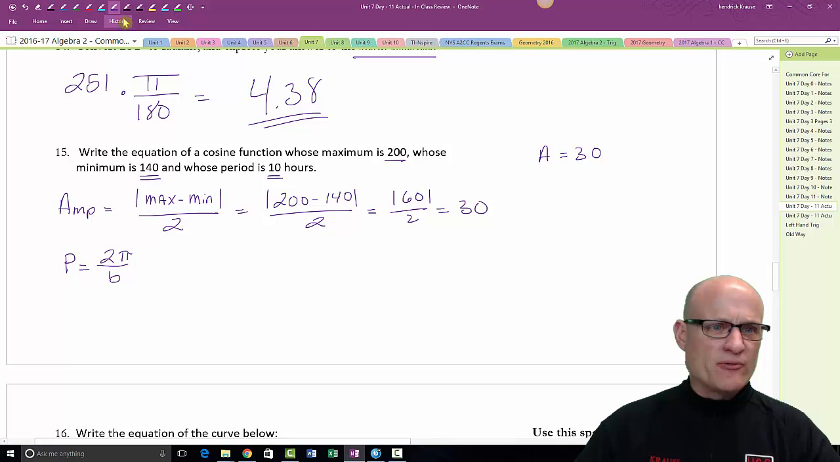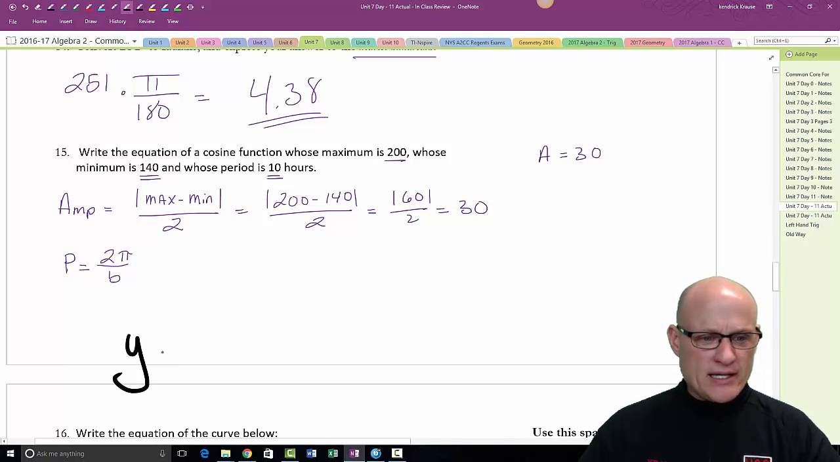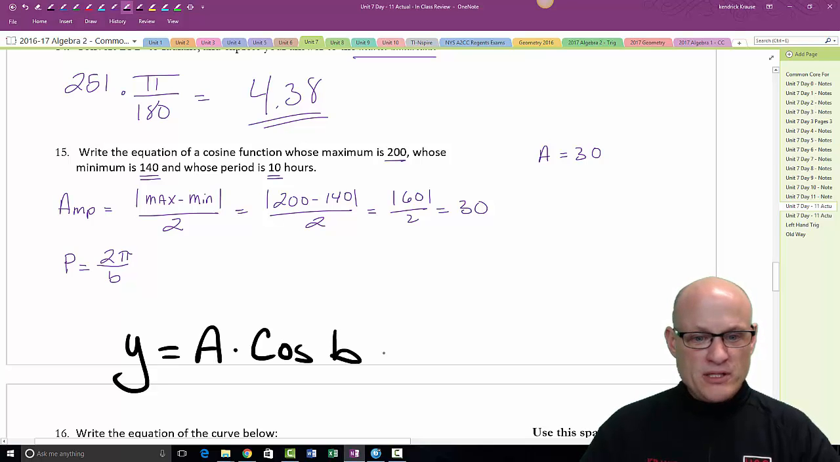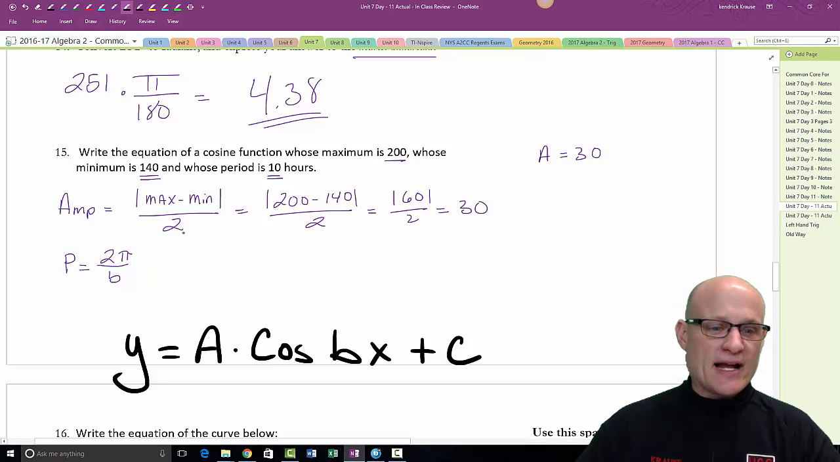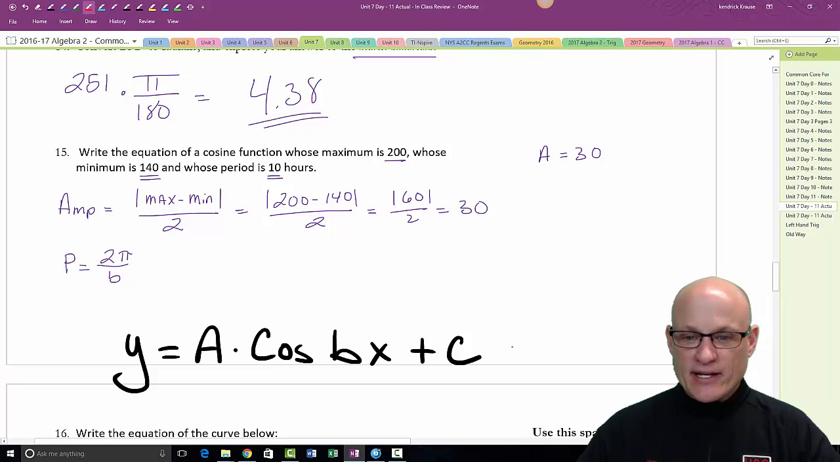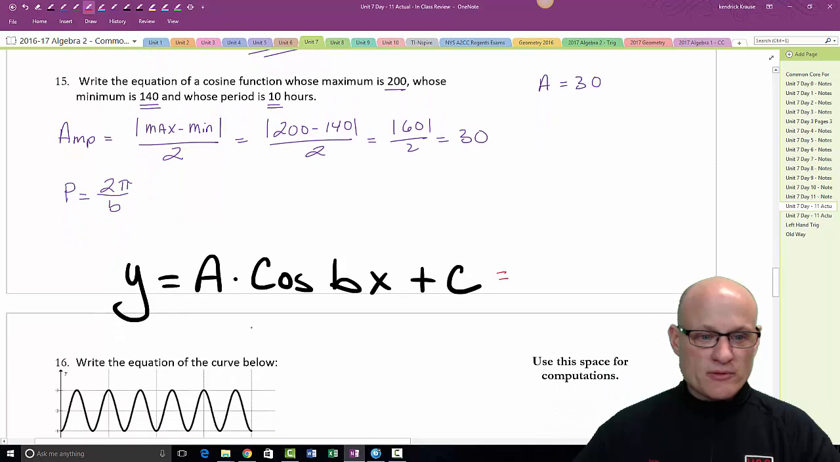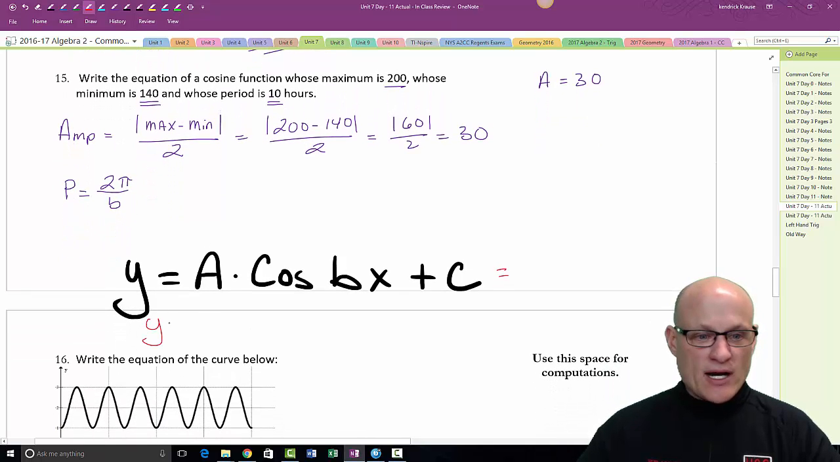Let's see what we got so far. Our equation is y equals a times, is this cosine or sine? Cosine, bx plus c. Correct? All right. So I'm going to find a. I know what a is. So this is y equals 30 cosine. Now I'm going to try to find b.